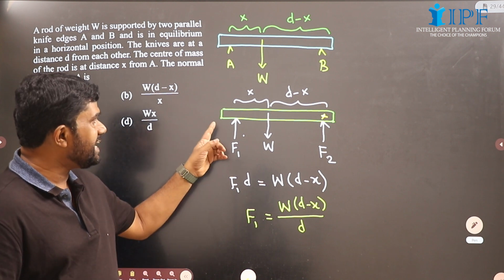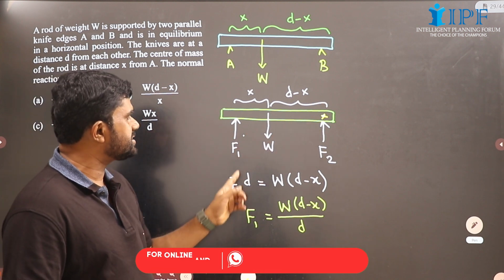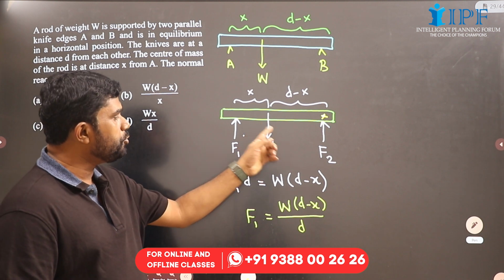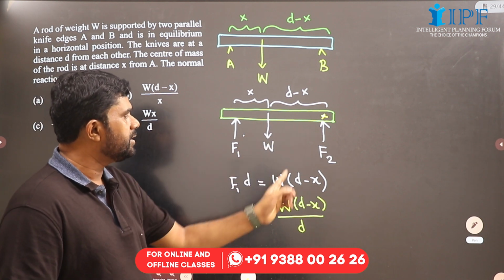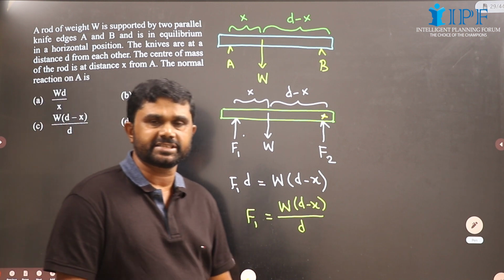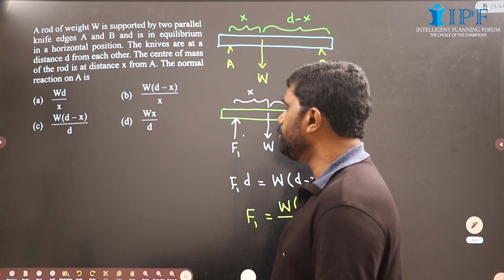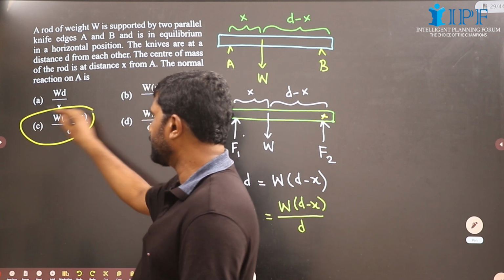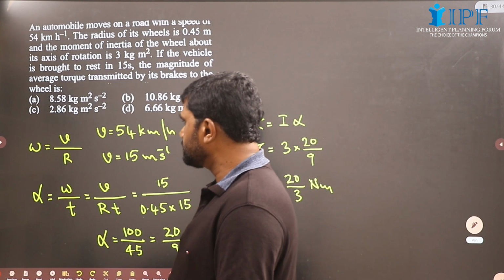Now this F1 into what is the distance, that is D, and W into what would be the distance, it will be D minus X. So F1 will be W into D minus X divided by D. Okay. Now let's see what's the next question.